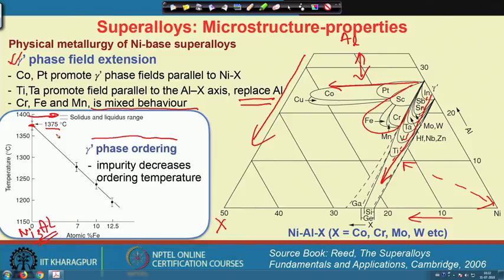Now, if we add this iron, I would just like to show the case of iron, it basically makes the ordered phase a disordered phase and decreases the ordering temperature. So, here I have an ordered phase and here I have a disordered phase. The ordered phase is preferred because, as we will see later on, it is quite linked with the strength of that particular precipitate. Okay.